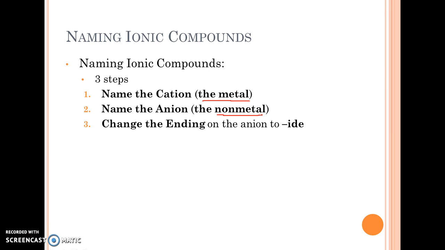For example, if we have fluorine, it changes to fluoride. Chlorine changes to chloride. Bromine changes to bromide. Iodine changes to iodide. Oxygen changes to oxide. Sulfur changes to sulfide. Nitrogen changes to nitride. Phosphorus changes to phosphide. And hydrogen changes to hydride.